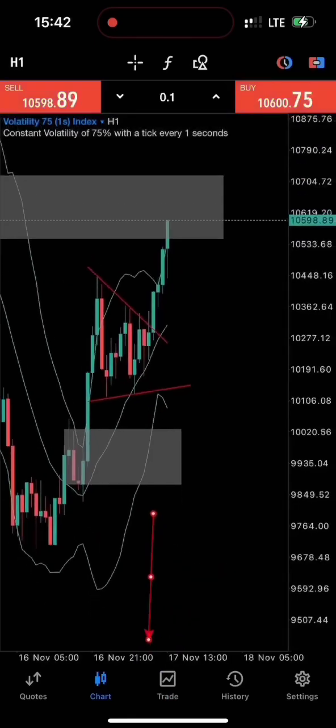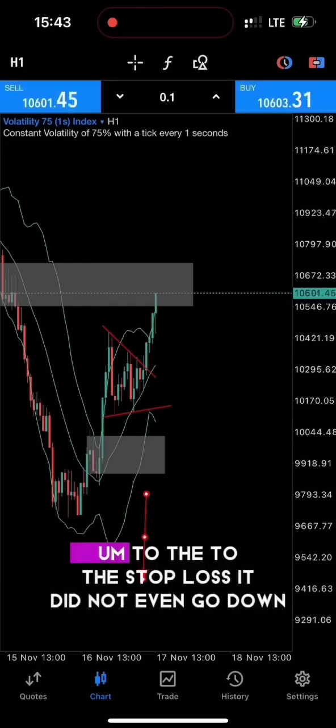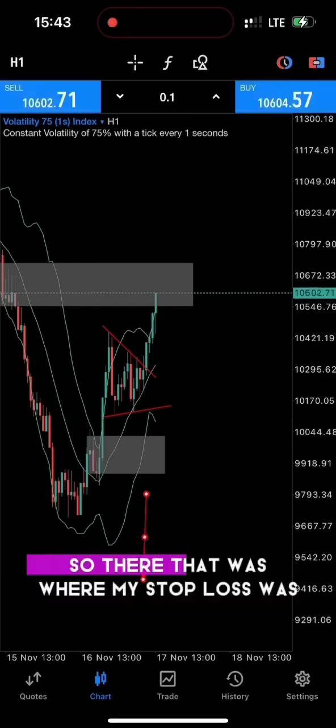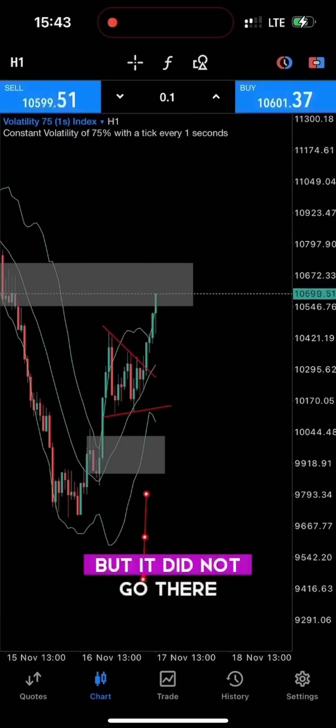Like I said, it has reached my target. It did not even go down to the stop loss. So there, that was where my stop loss was, but it did not go there.